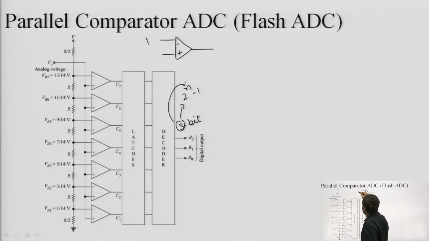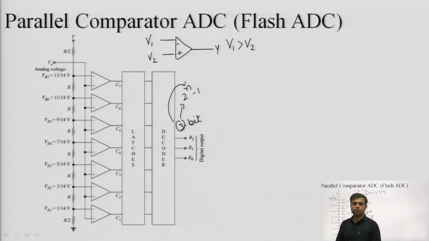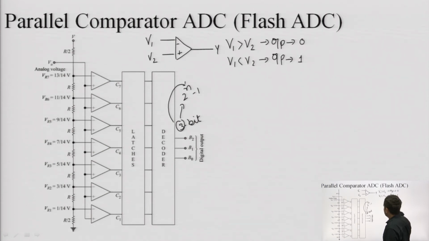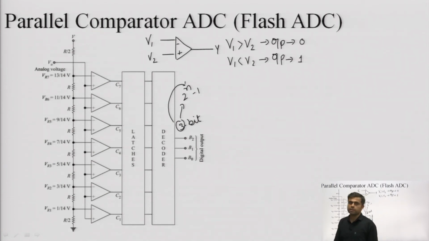So if V1 and V2: if V1 is greater than V2, that means the voltage applied at the negative terminal is higher than the voltage applied at the positive terminal, then output will be 0. And if V1 is less than V2, then output will be 1, high. So these comparators are going to result in either 1 output or 0 output.